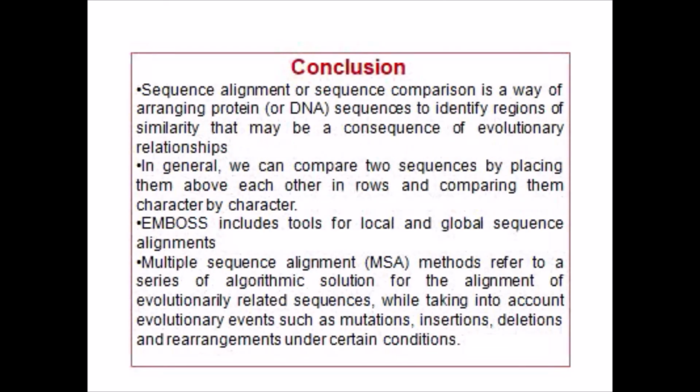Multiple sequence alignment, or MSA, methods refer to a series of algorithmic solutions for the alignment of evolutionarily related sequences, while taking into account evolutionary events, which can be mutations, insertions, deletions, and rearrangements under certain conditions.